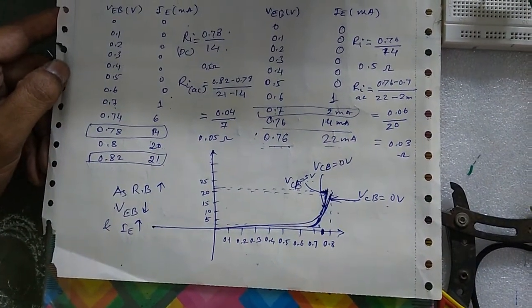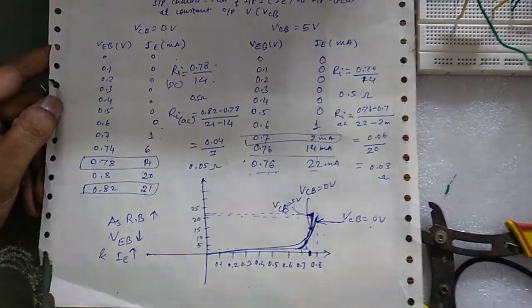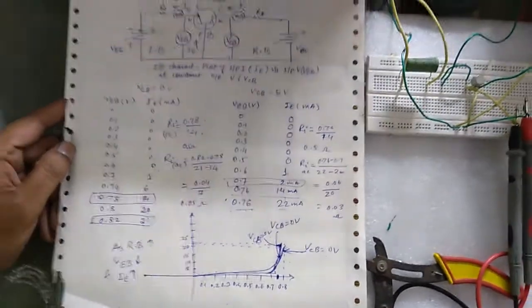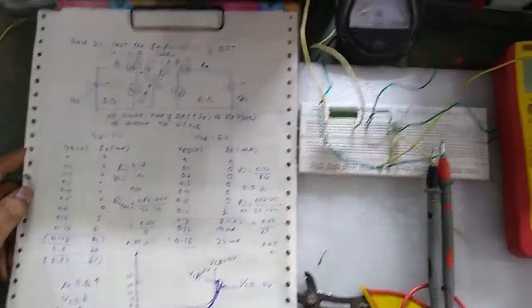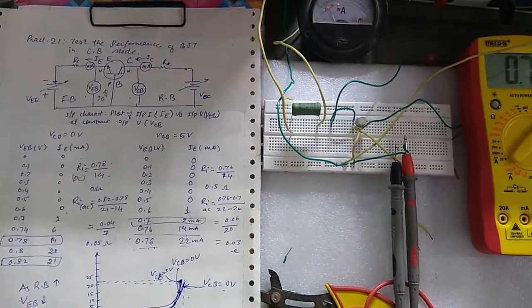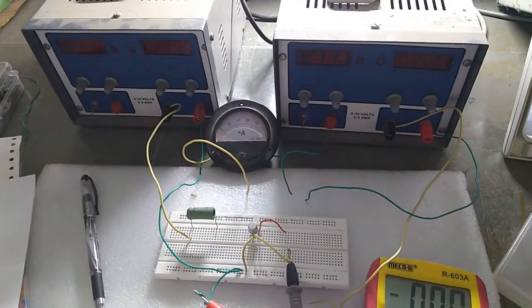Now we will plot the characteristics for forward bias. Sorry, we will plot the characteristics for reverse bias. Same circuit, same arrangement will be there. We will just change the wirings. Now we will plot the output characteristics.